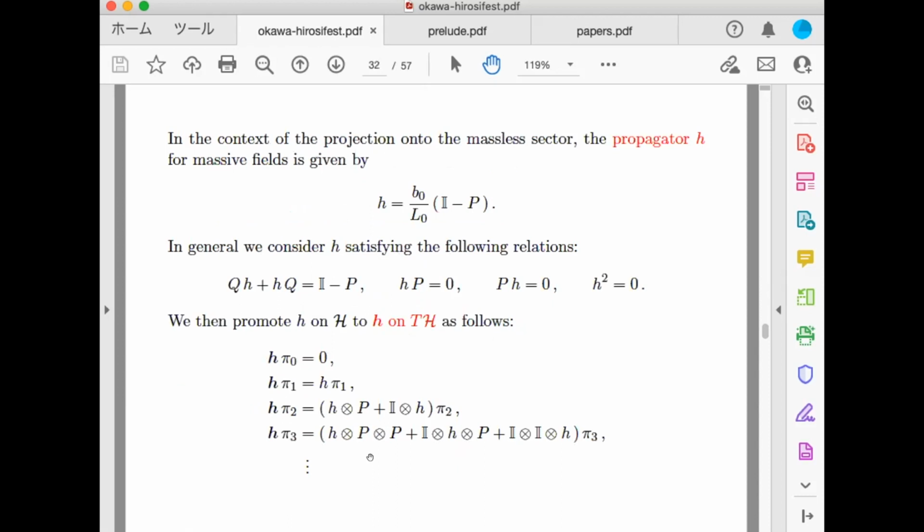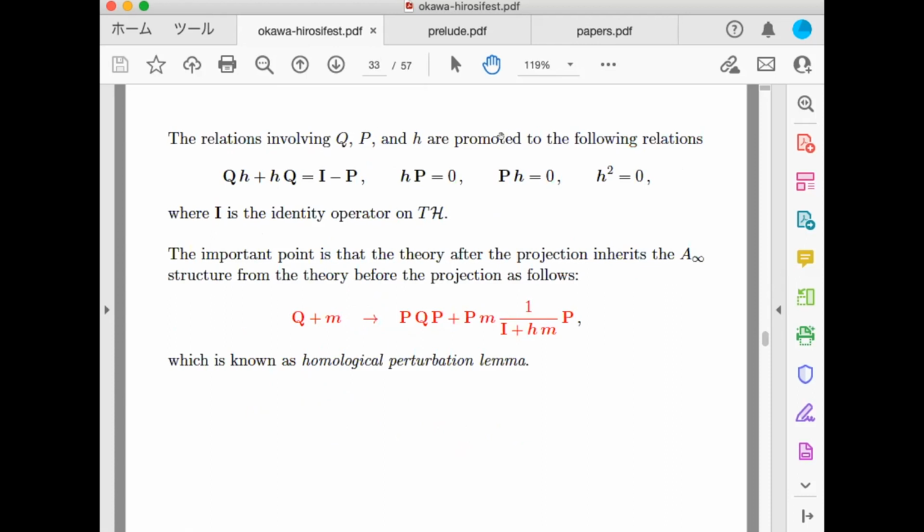One more important ingredient is a propagator. In the context of projection onto the massless sector, the propagator for the massless field is biased. We denote the propagator by h, and we again promote this h to the boldface h on TH. Then we have all these relations for operators on TH. This is an important point: the theory after the projection inherits the infinity structure from the theory before the projection. If the theory before the projection is described by Q plus m, a degree-one coderivation squaring to 0, then the theory after the projection is described by this form. This is known as homological perturbation.